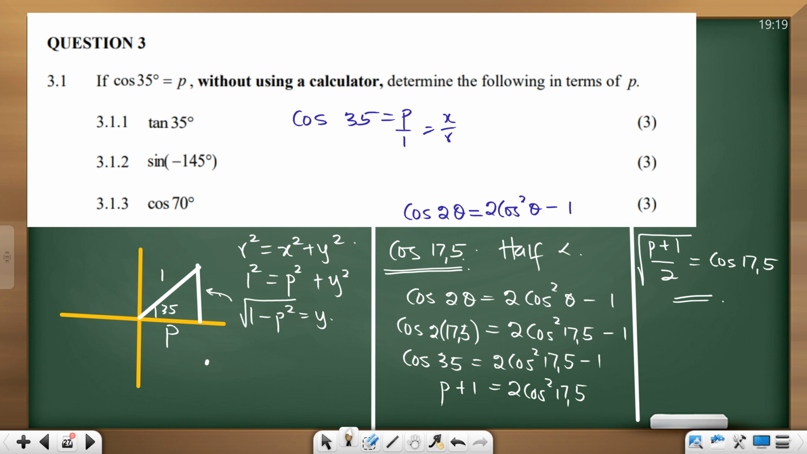We're looking for cos 17.5 in terms of P. So please learn the double angle, learn the half angle. Everything falls back on cos 2 theta.